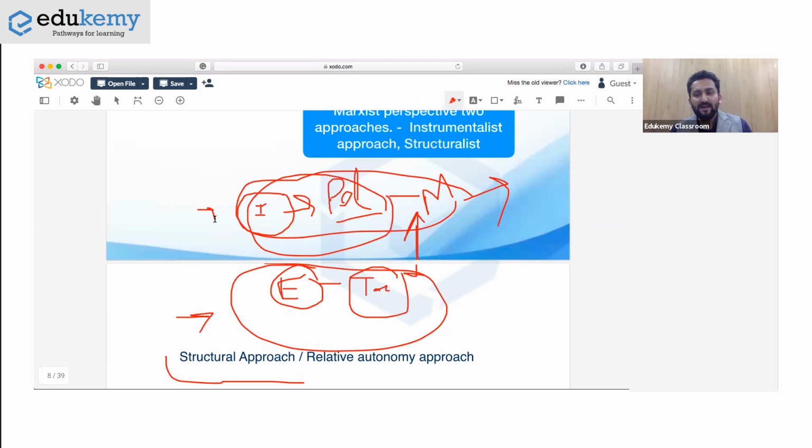Structuralists have this opinion that state is not an instrument of the bourgeois class, because in post-colonial states, what we found is that the state itself became a dominant class. How did it become a dominant class? Let me tell you one example.